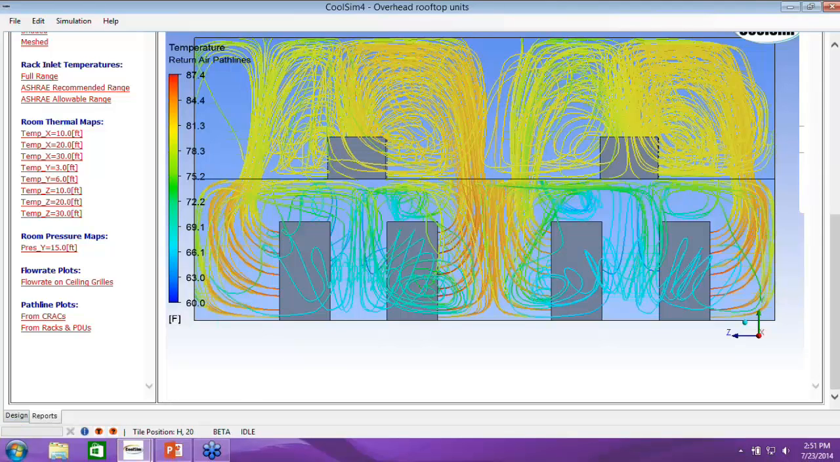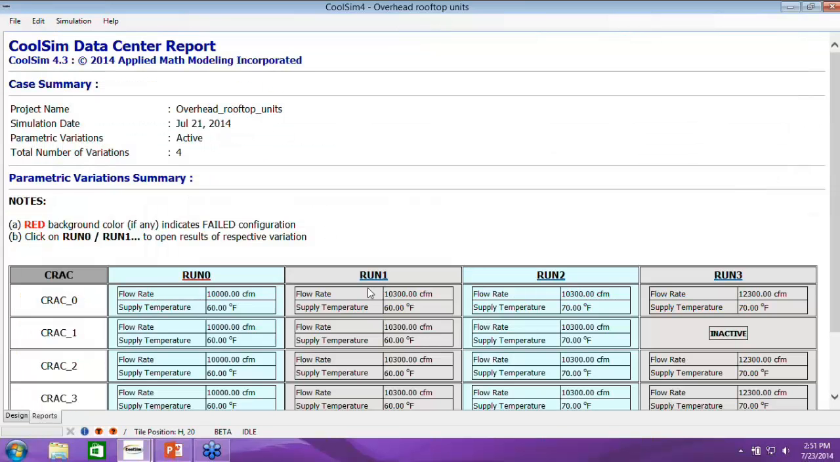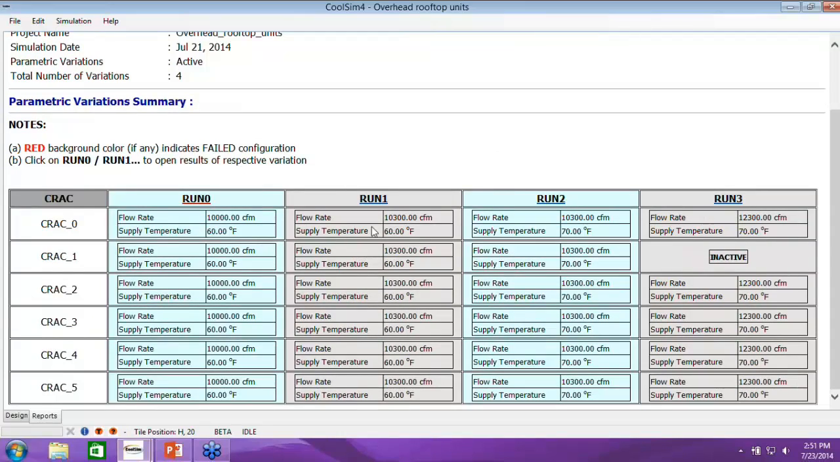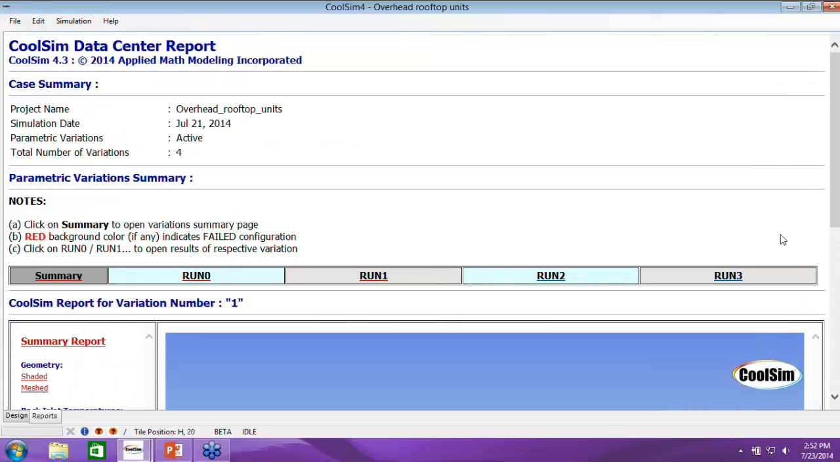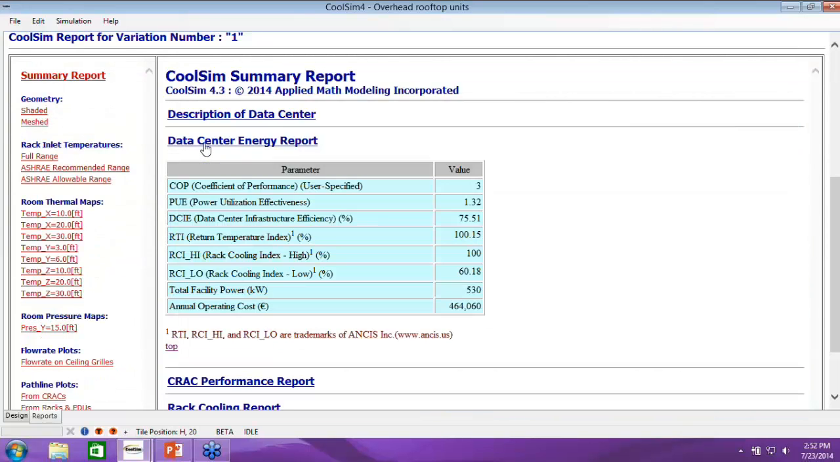So let's go back now and begin our optimization run. Again, just to summarize, run 1 is going to increase the flow, and once that looks good, run 2 we're going to increase temp, and then run 3 we're going to. So let's do run 1 first. We should see here that our RTI is going to be 100%. It is. And look at the other two. RCI high, still 100. RCI low improved a little bit, but we're still too cold. So I don't have any problems with hotspots here.